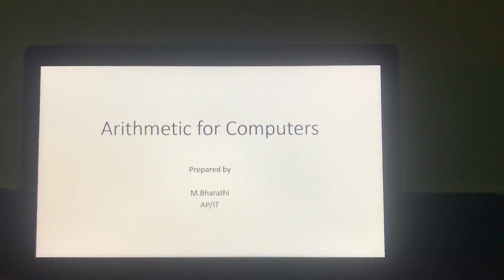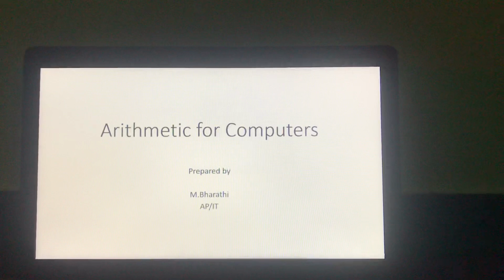Okay, so let me start with arithmetic for computers. This is the second unit. When you get into this unit, you will have two different types of number representation. One is fixed point representation, and another one is floating point representation.